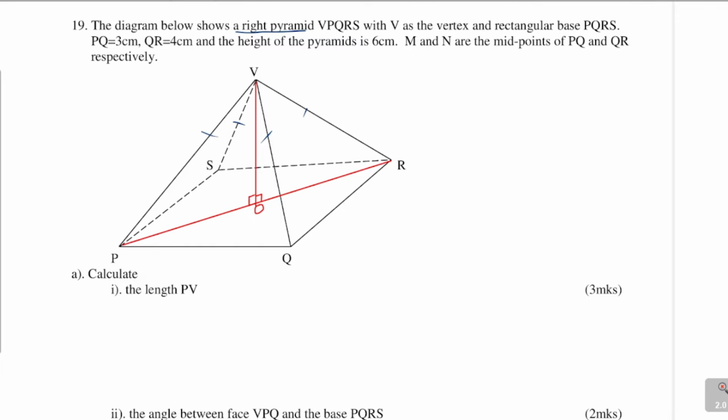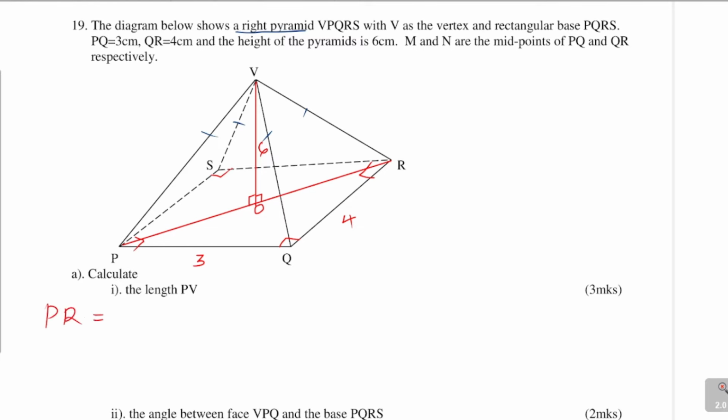So now, if we have the height of the pyramid being 6, that is VO is 6, and we have PQ as 3, and then we have QR as 4. Remember, this one is rectangular based, so all these are right angles. So it is possible to get PR first. PR is going to help us.